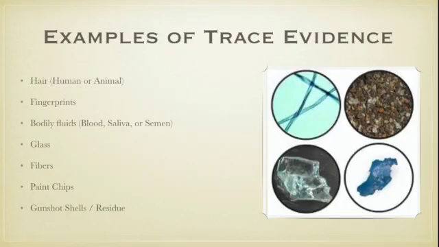Some examples of trace evidence would be hair, from humans or animals, fingerprints at the location of the crime, any bodily fluids such as blood, saliva, or semen, any glass that has fingerprint marks or may be broken at the crime scene, any fibers from materials, paint chips found on the floor, and also gunshot shells and residue at the crime scene.